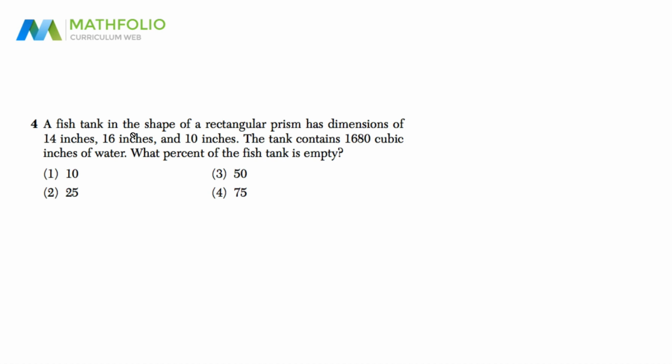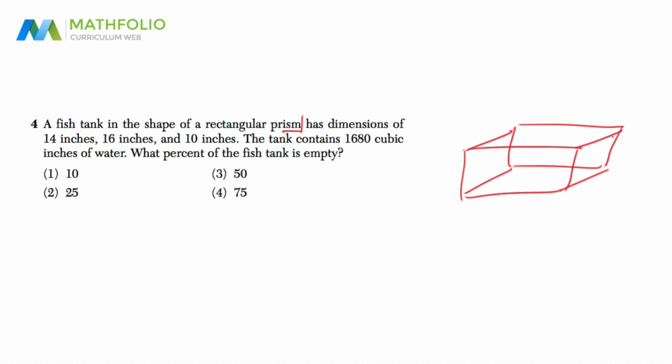Okay, this time number 4, a fish tank in the shape of a rectangular prism. So I'm going to stop right there, draw my picture. I'm going to draw a rectangular prism by doing two rectangles just slightly askew from each other. So at this point, we know it's got dimensions of 14 inches by 16 inches by 10 inches. And it says the tank contains 1680 cubic inches of water.